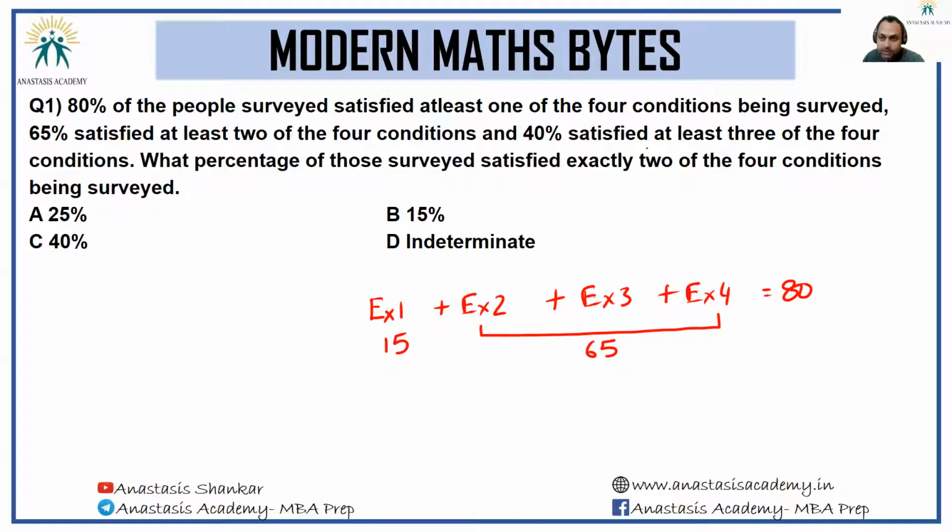And 40% satisfied at least 3 of the 4. So these two add up to 40. If these two add up to 40, then exactly 2 has to necessarily be 25%. And finally, we are only asked this: what percentage of those surveyed satisfied exactly two of the four conditions being surveyed? Answer has to be option A, 25%.